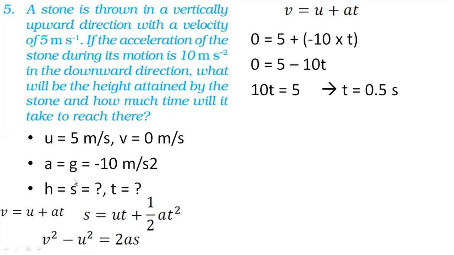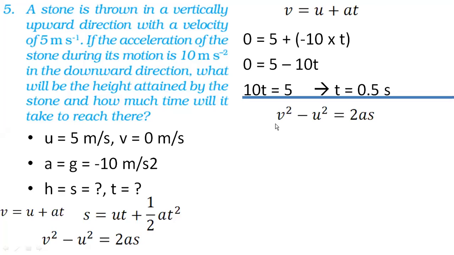Now I need to calculate S. That is the H value. Height is nothing but distance traveled, S value. So we will take the third equation, V square minus U square is equal to 2aS. Our obvious choice is the third one, not the second, because of silly mistakes. Put the values there. 0 square minus 5 square is equal to 2 into A value, which is minus 10, into S value we need. So calculate it properly and give me the answer.